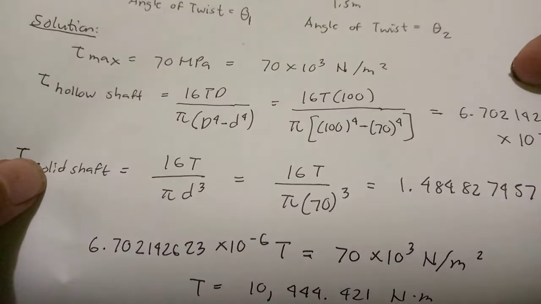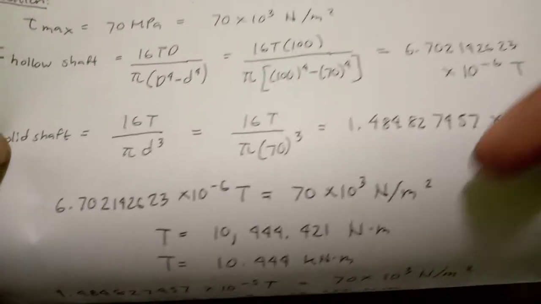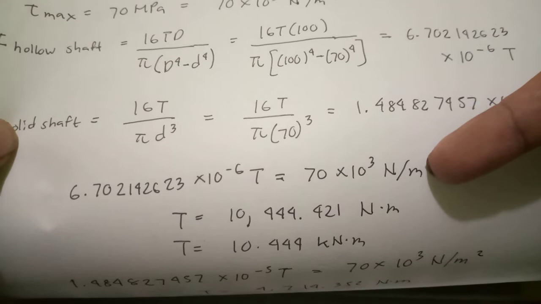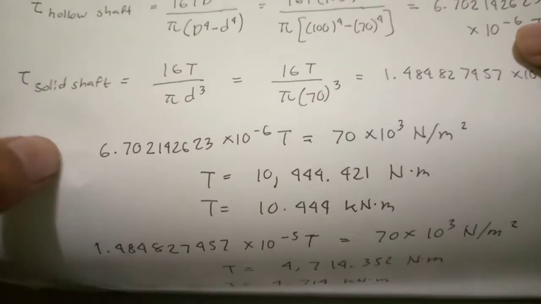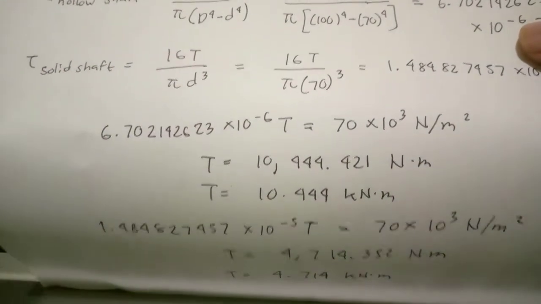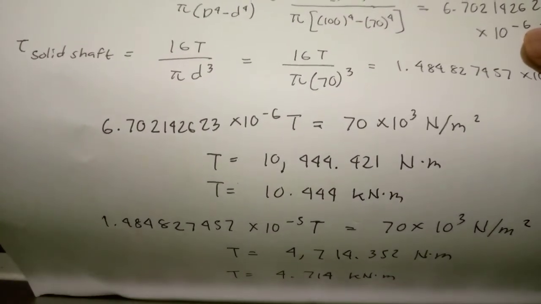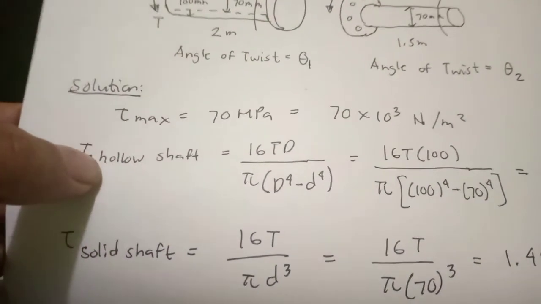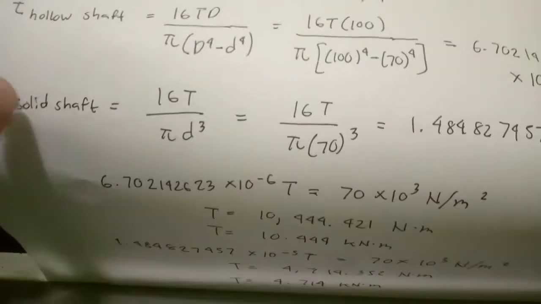The shear stress of the hollow shaft, I equate this to 70 times 10 to the power of 3. So what I get is the value of our torsion, which is equivalent to 10,444.421 Newton mm, or 10.444 kilonewton meter. So that is its allowable torsion for the hollow shaft. But there will be a different value for the solid shaft.